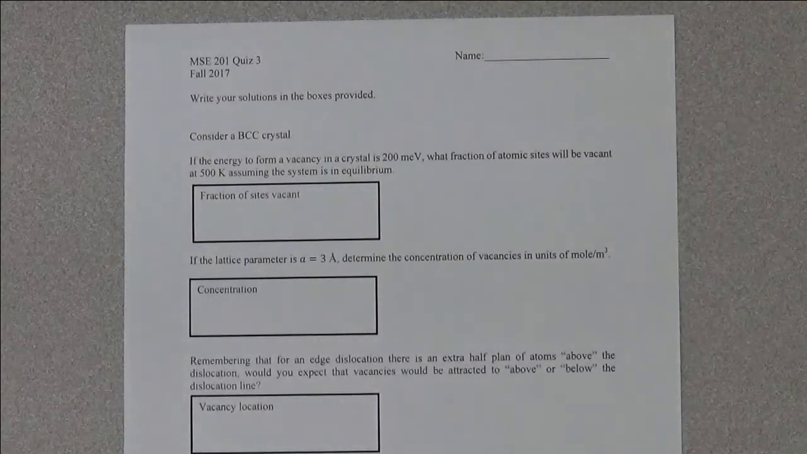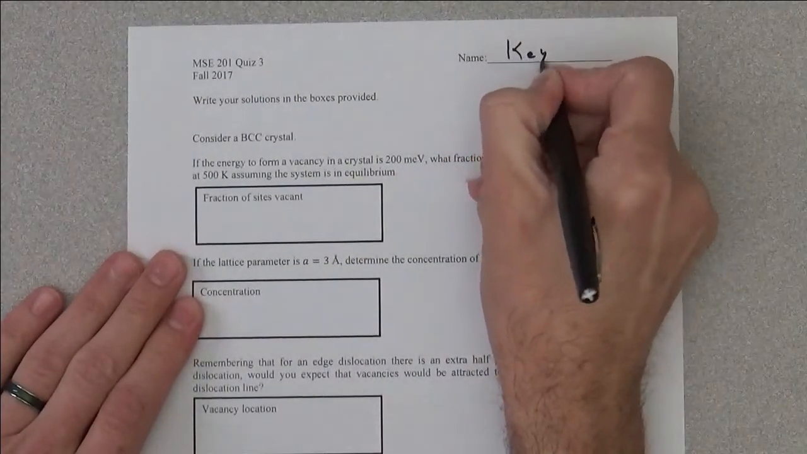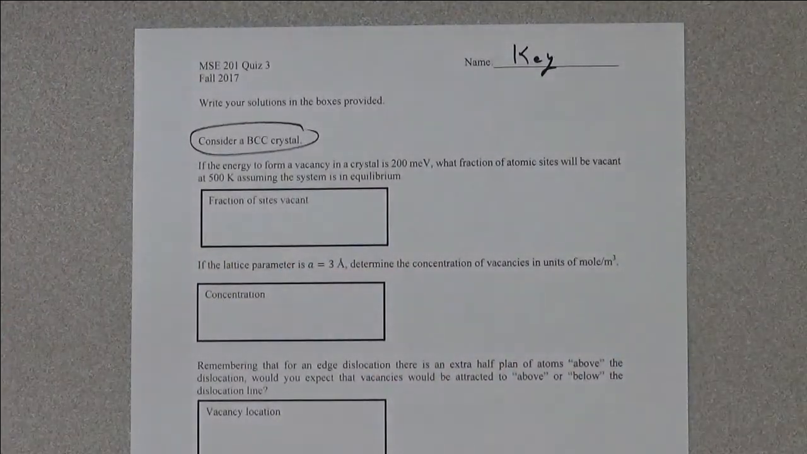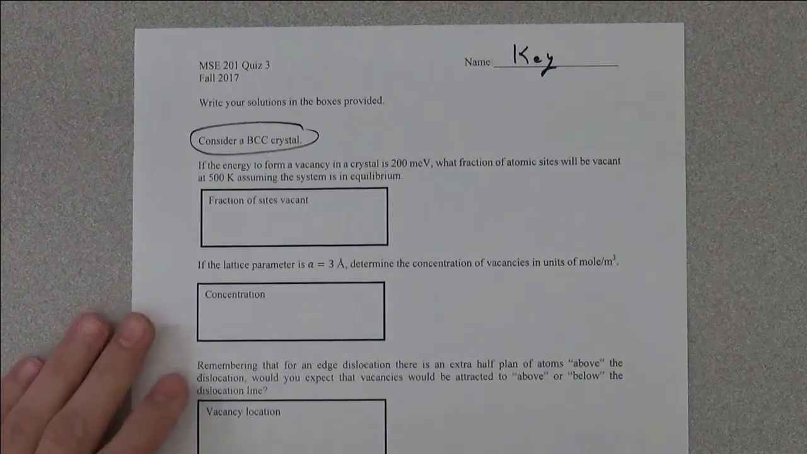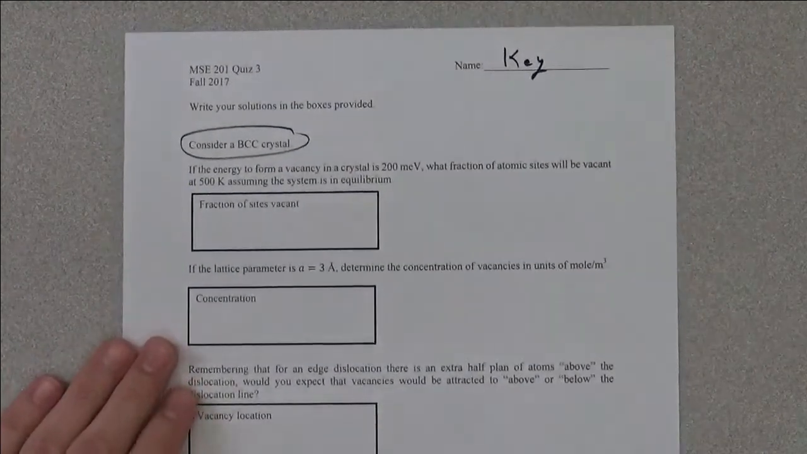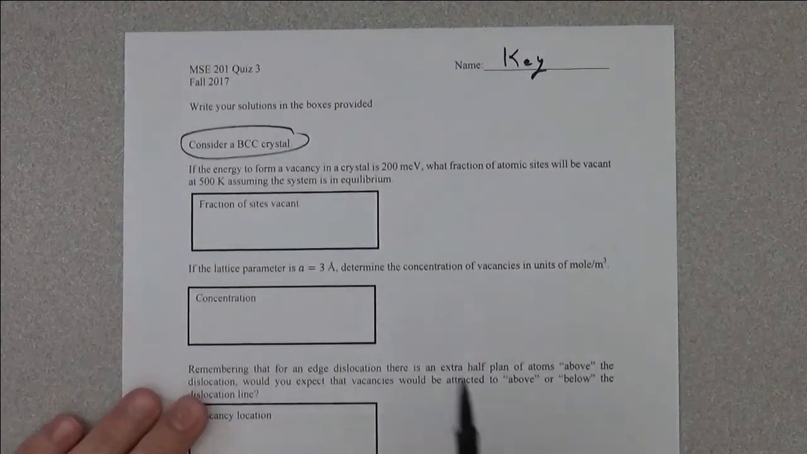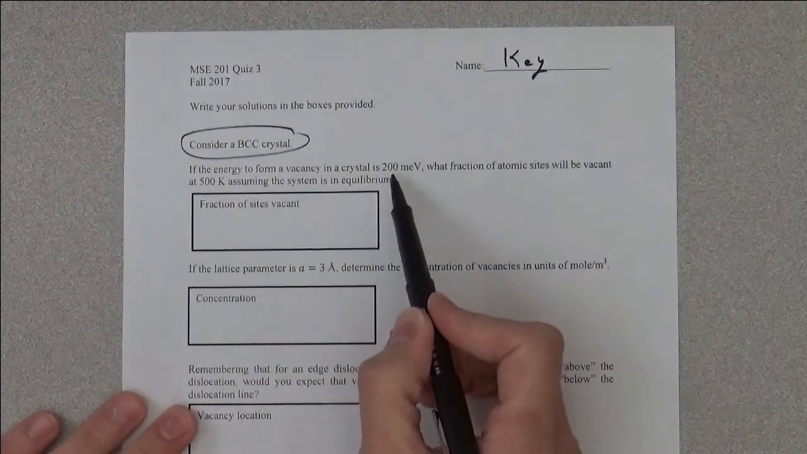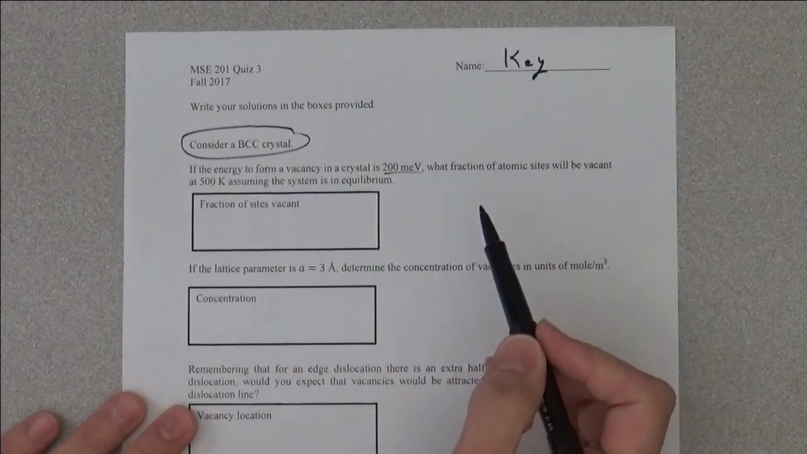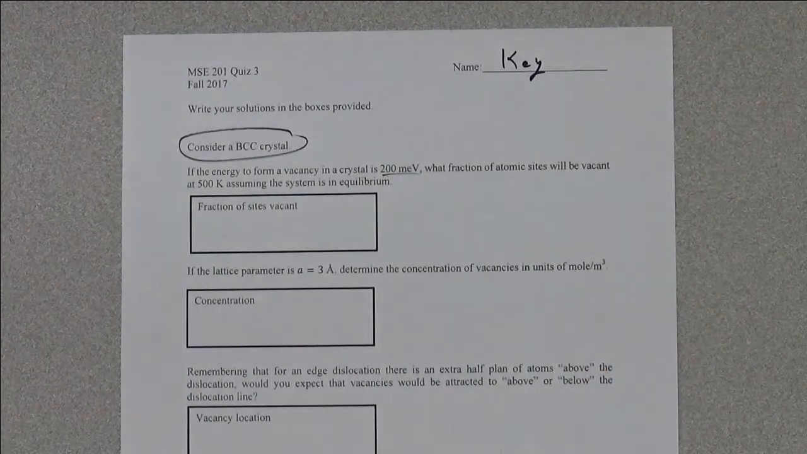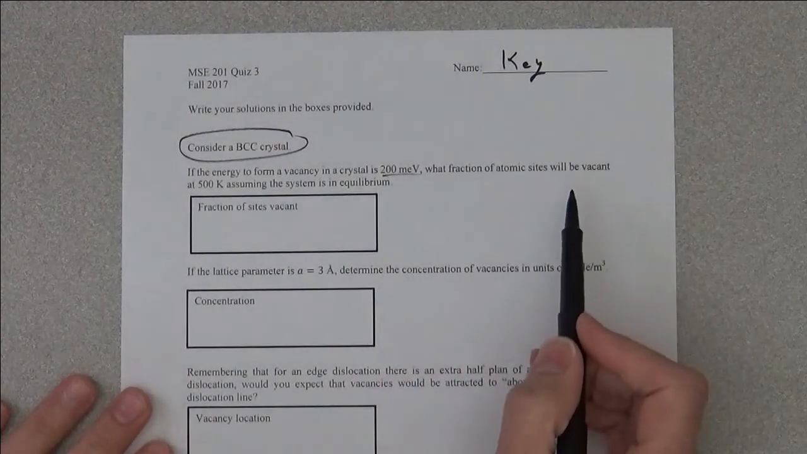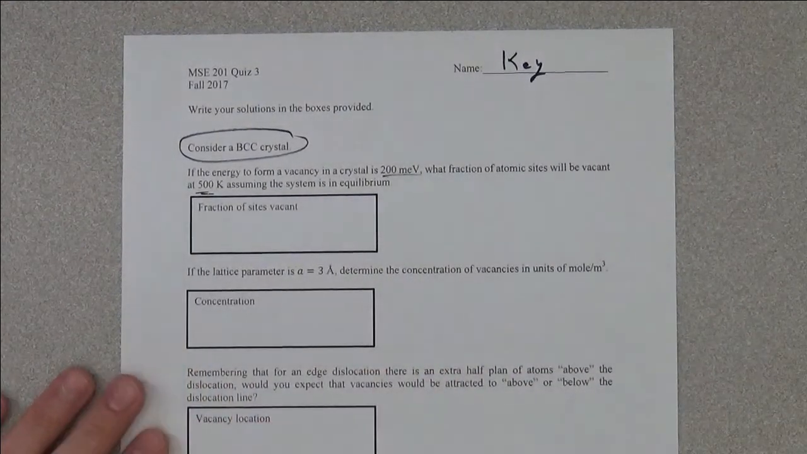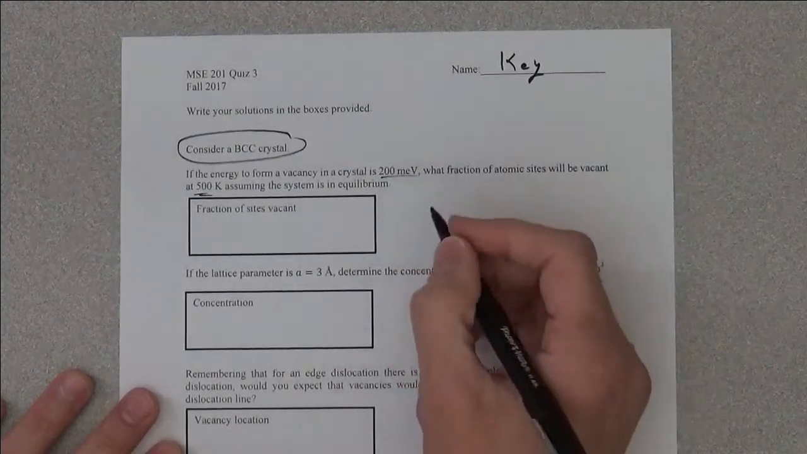Okay, let's solve quiz 3. So we're thinking of a BCC crystal, and that will come up later in this. We start out by talking about the vacancies in a crystal. The energy to form a vacancy is 200 millielectron volt. What fraction of the sites will be vacant, assuming 500 Kelvin is the temperature and is in equilibrium?